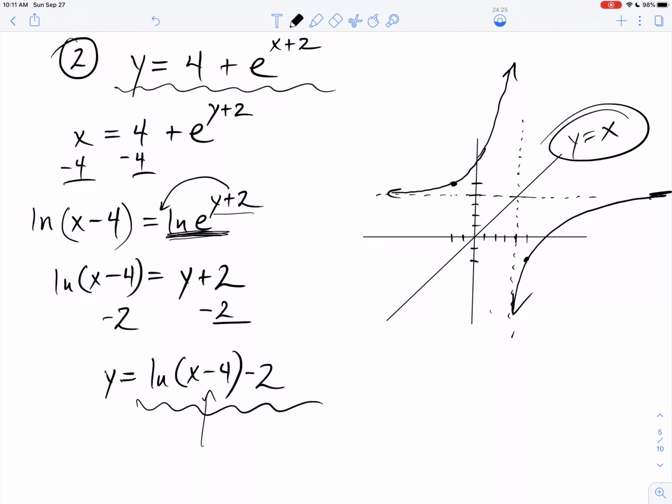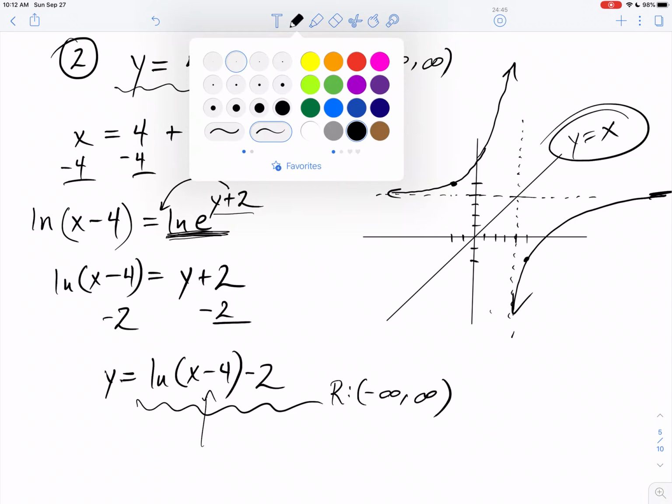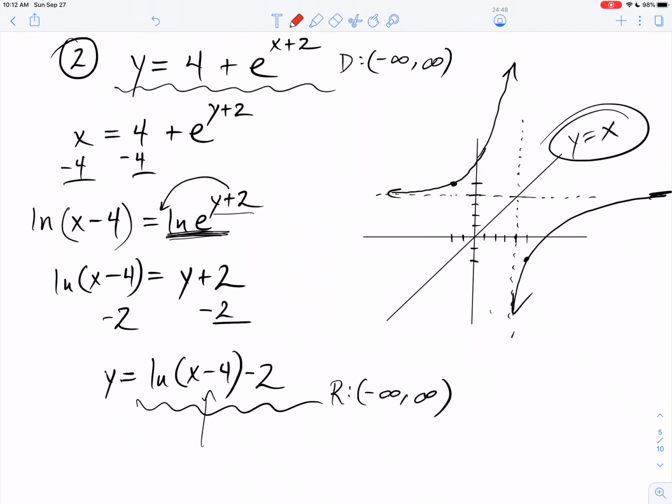Now, here, if I look at the domain, this is what I was trying to allude to at the other one. The domain for this thing is negative infinity to positive infinity. Well, guess what? That's what the range of this dude is. That's true. But it's more helpful when you look at the comparison here. This guy's range is from 4 to infinity. And then this guy's domain is from 4 to infinity.